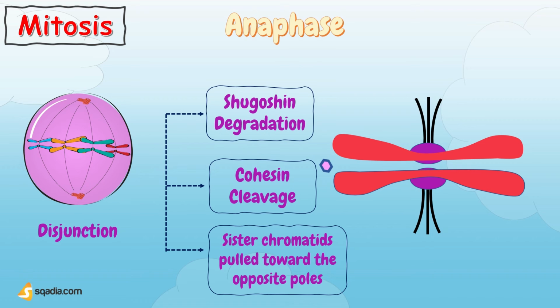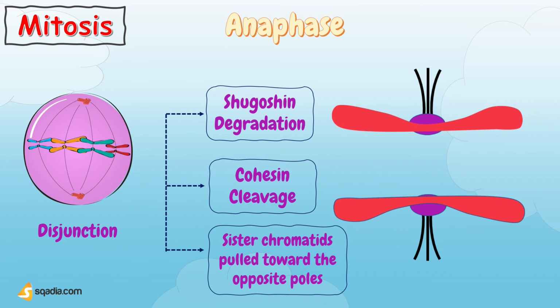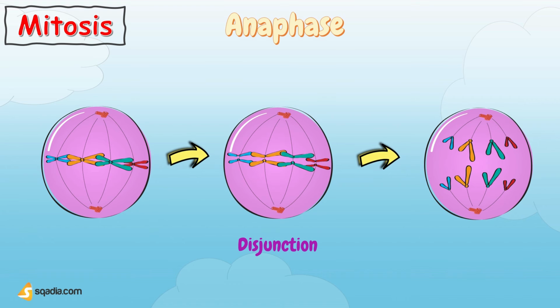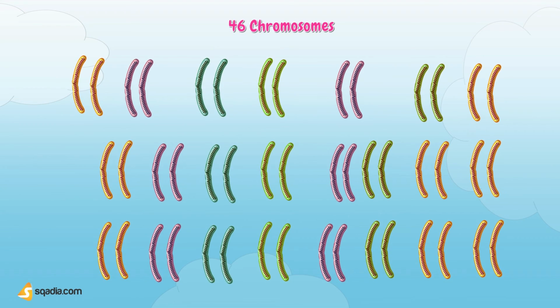As these events proceed, each migrating chromatid is now referred to as a daughter chromosome. The steps that occur during anaphase are critical in providing each subsequent daughter cell with an identical set of chromosomes. In human cells, there would now be 46 chromosomes at each pole, one from each original sister pair.